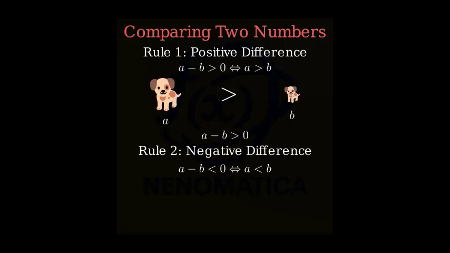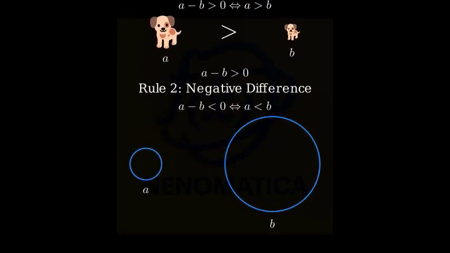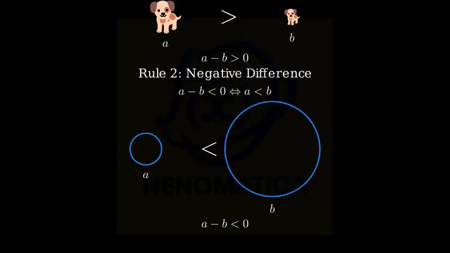Let's visualize this with another example. This time, we have a big object and a small object, but their positions are reversed. The small object represents a, and the big object represents b. When we say a is less than b, we're saying the smaller value comes before the larger one. The difference between them, a minus b, is negative.